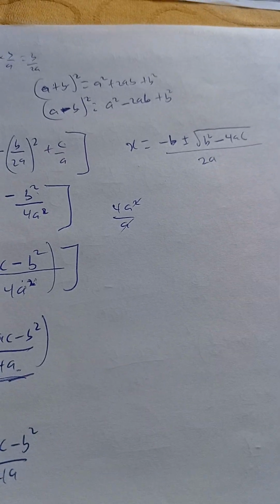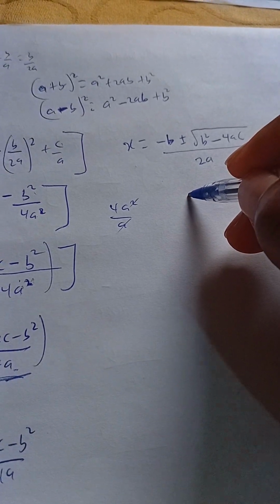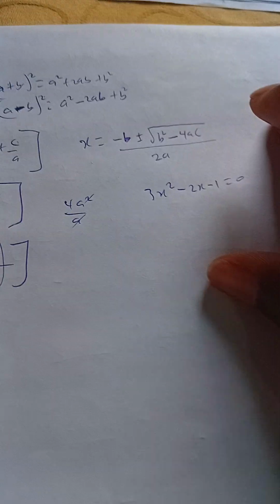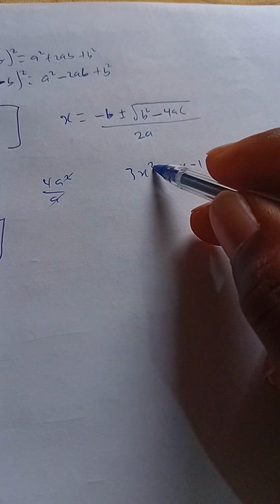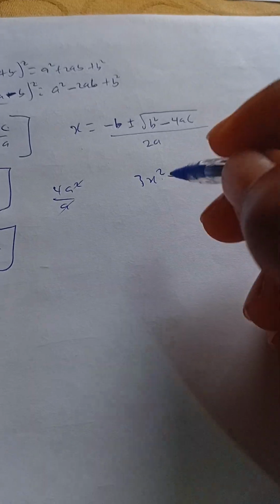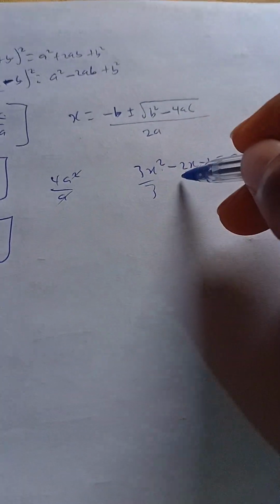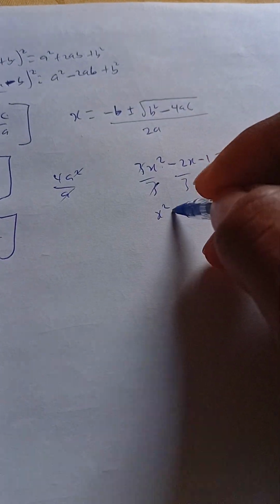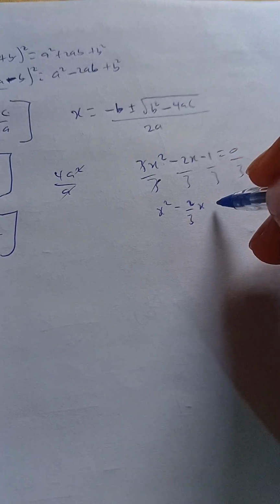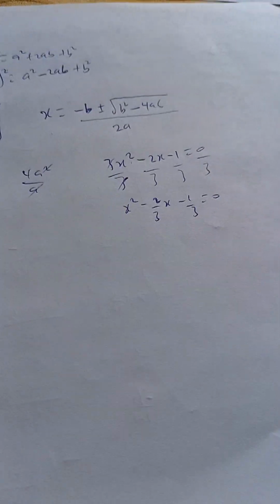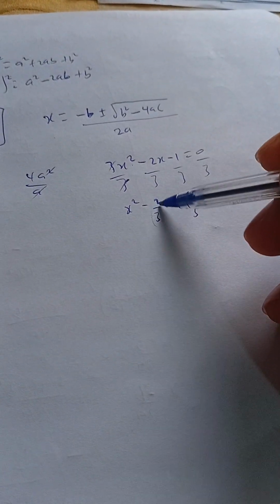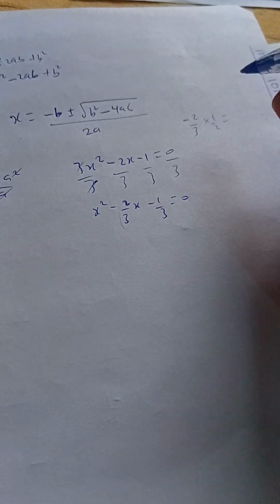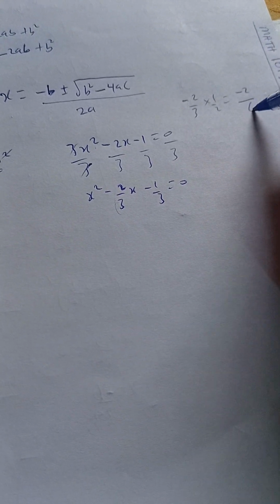So let's take an example. Use completing the square to solve the equation 3x squared minus 2x minus 1 equals 0. I want to make sure that the coefficient of x squared is 1. Because it's an equation, you can just divide through by 3. Then the coefficient of x is negative 2 over 3. Find half of it. You are going to get negative 2 over 6.